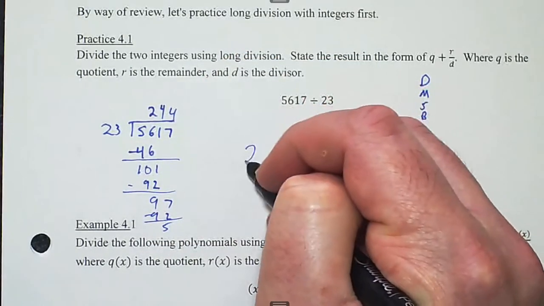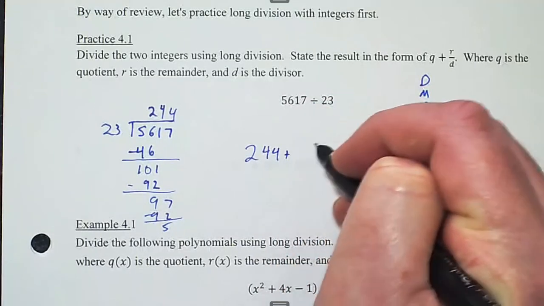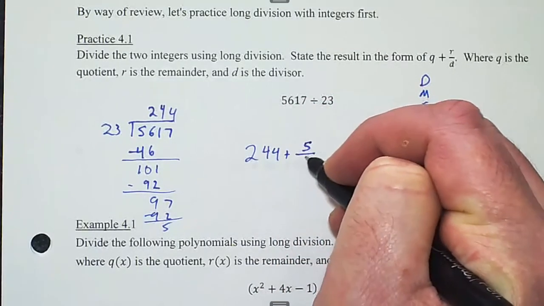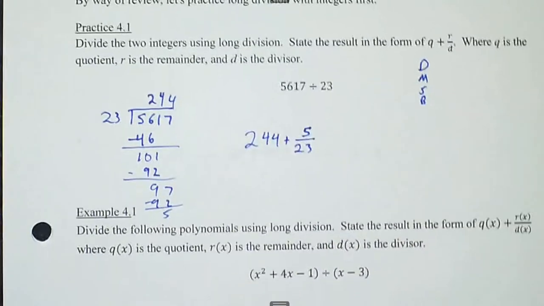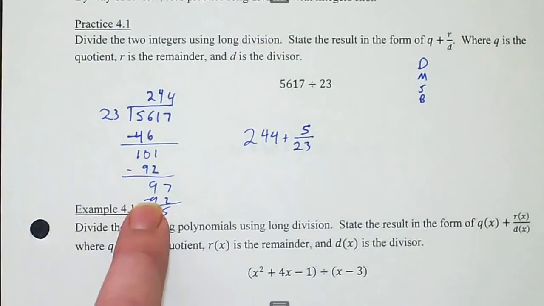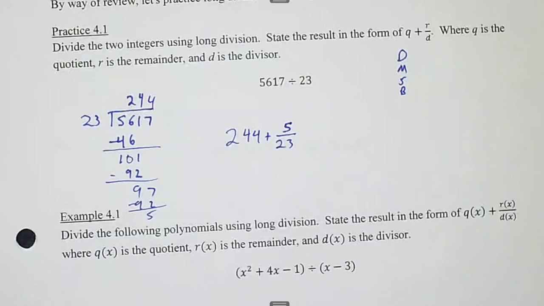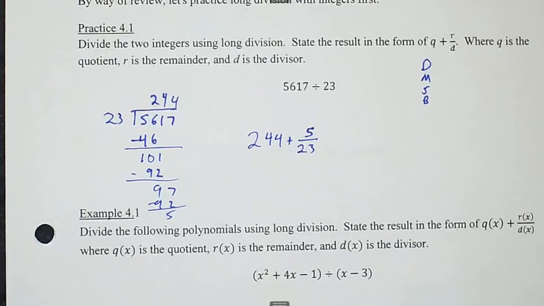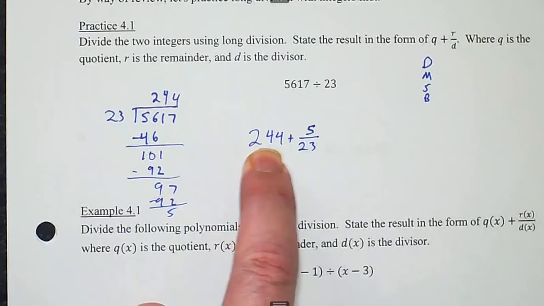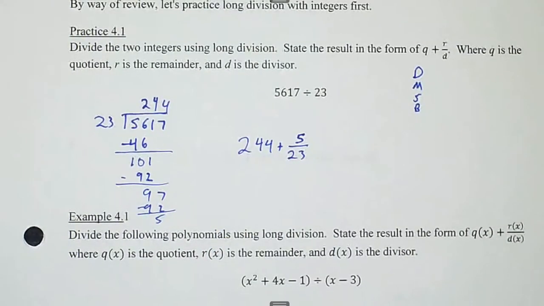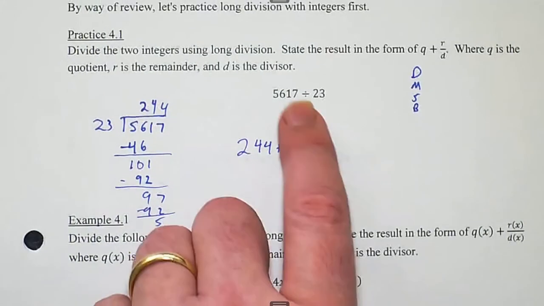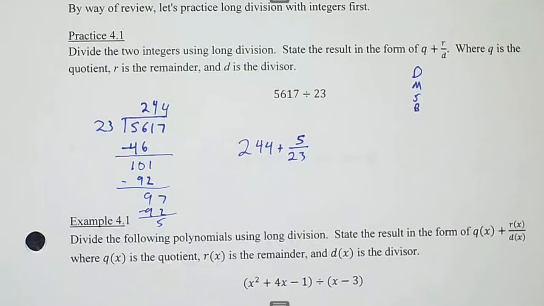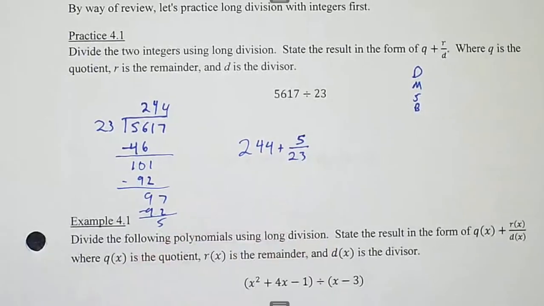So it looks like the answer is 244 plus the remainder over the divisor. Now you may be wondering, why am I not taking that further and making it into a decimal? Well, decimals are terrible, right? Fractions much better. This is 244 and 5/23. You want it as an improper fraction? There it is. That over 23. So that's just a process. So really, long division is really the process of changing an improper fraction into a mixed number. Okay?